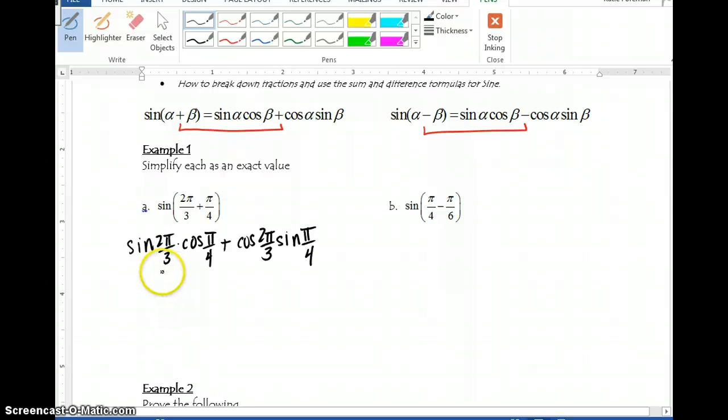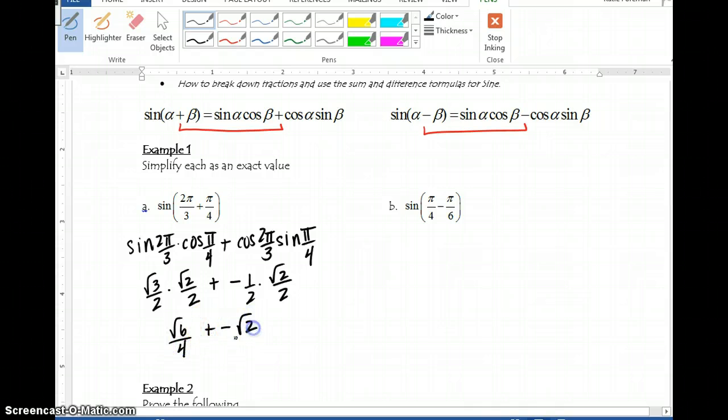Alright, so 2 pi over 3 is in the second quadrant. Reference angle of pi over 3. So positive square root of 3 over 2 times square root of 2 over 2. Cosine of 2 pi over 3, second quadrant, makes it negative. Reference angle of pi over 3. So negative half times square root of 2 over 2. Top times top, bottom times bottom. And then we'll just make it into one fraction. Square root of 6 minus square root of 2 all over 4. So that would be the exact value.